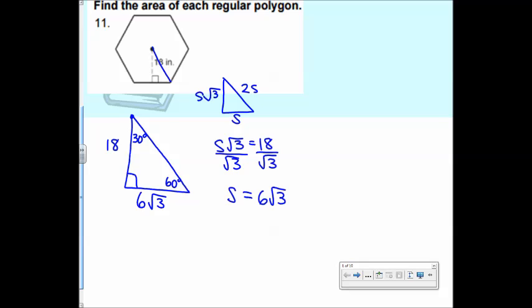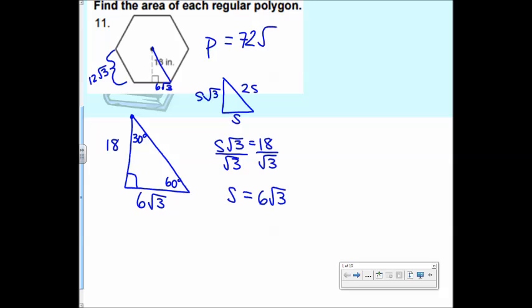Which means if this is 6 root 3, what's the whole thing? If this is 6, what's the, 12 root 3. The whole side then is 12 root 3. So if one side is 12 root 3, how can you figure out the perimeter then? Add it how many times? 6 times, or you can multiply it by 6. What's 6 times 12? 72. So then the perimeter is equal to 72 root 3.